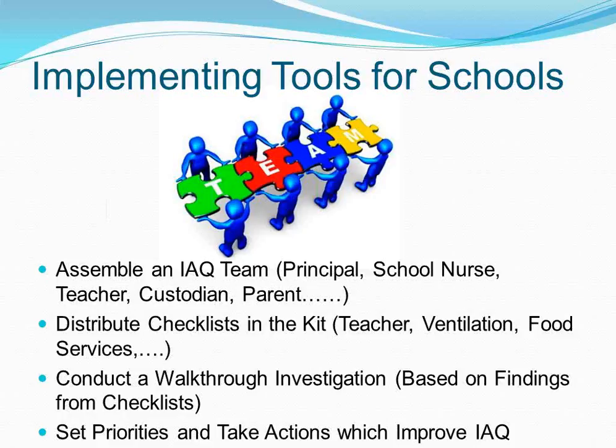And then once all of that information is collected through the checklist, then a walkthrough investigation is conducted based on the findings from the checklist. Once all that information is, so to speak, on the table, what did we get from the checklist, what did we find out from the walkthrough investigation, then priorities are set and actions are taken to improve indoor air quality or maintain indoor air quality. So these are the basic steps of Tools for Schools. And of course, the partners as well as the EPA offer training on Tools for Schools, so we can help you with every step of the way.